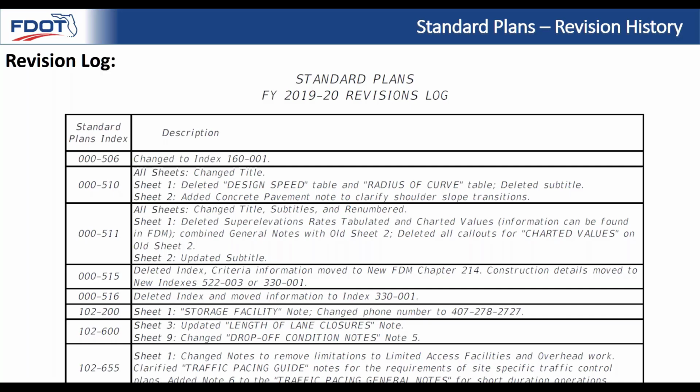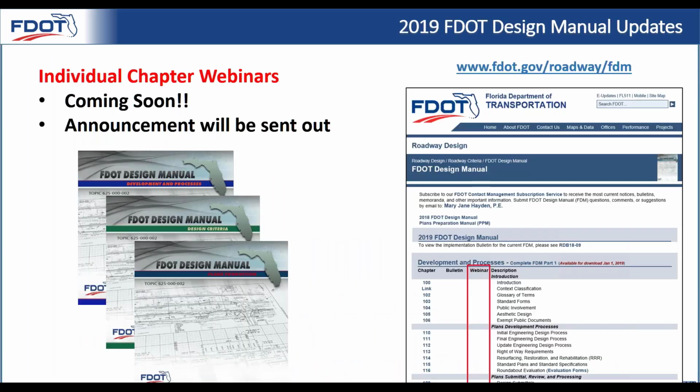The FDOT Design Manual. We post the majority of the department's major publications, especially relating to design, at the same time every year, November 1st. And along with that is the FDOT Design Manual, which commonly has a lot of similar changes; changes that occur within our standard plans also result in a change to the FDM. They will be providing training coming up very soon. Announcement will be sent out via contact mailer.